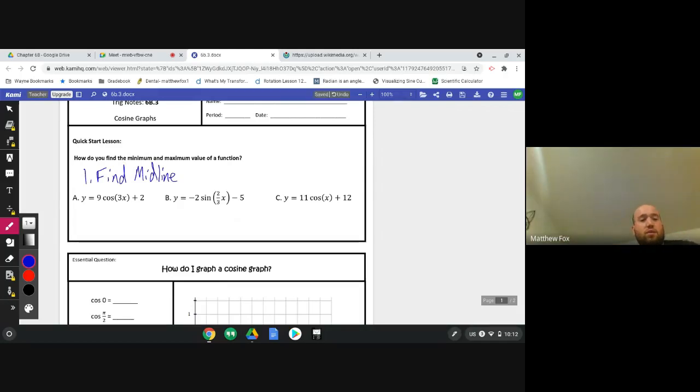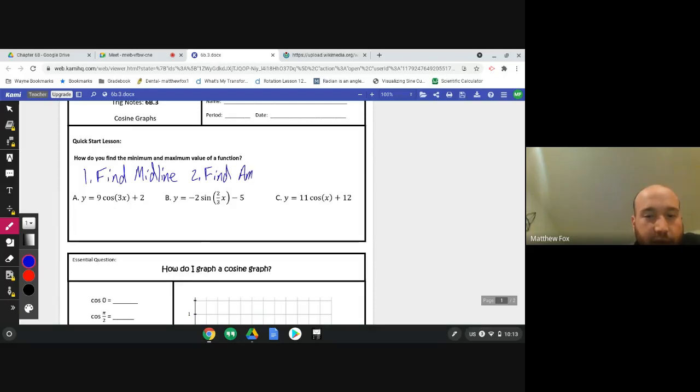It goes through your function, and this midline can be represented on a standard y equals sine of x. It's just going to be at the x-axis because it has a midline at y equals 0. So as it shifts up or down, that will change the midline. If we look at this first one, the midline would be 2. Now, the second step, we want to also find our amplitude.